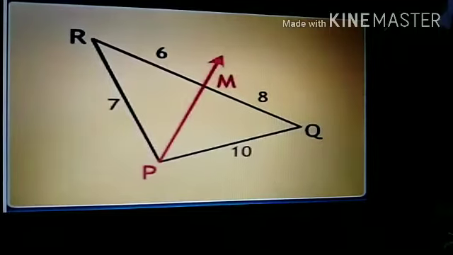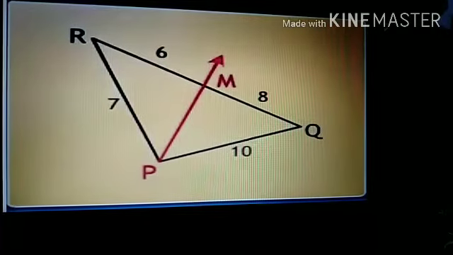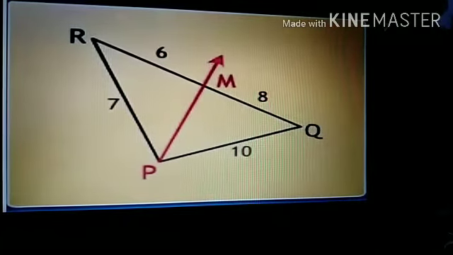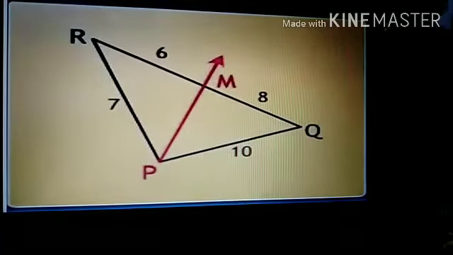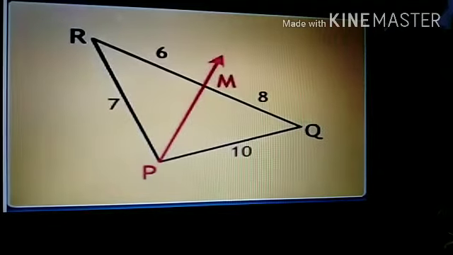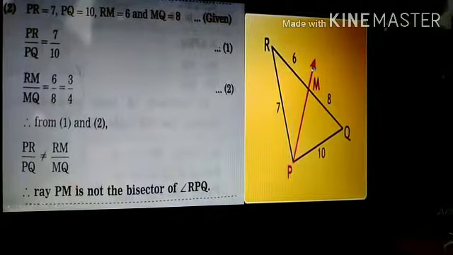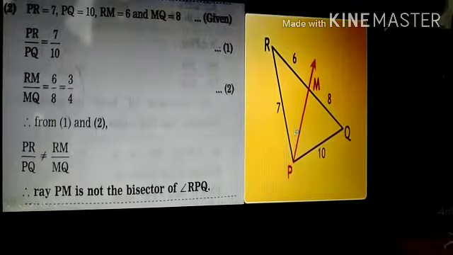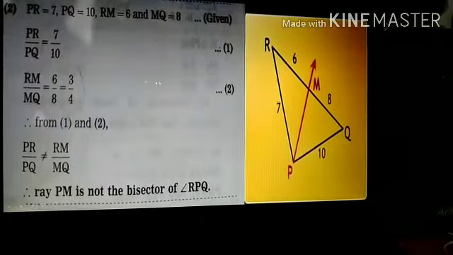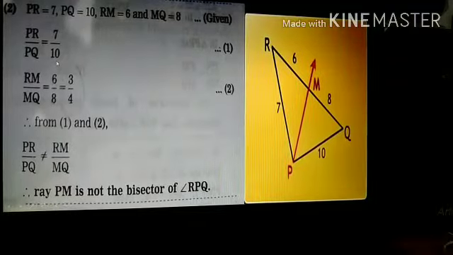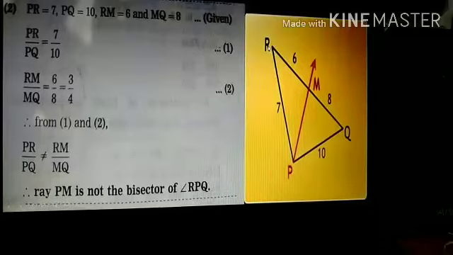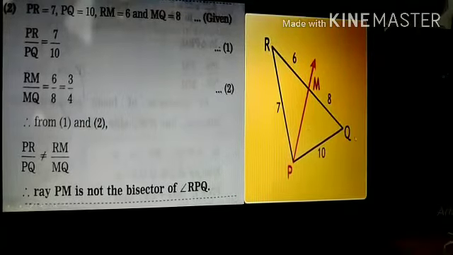The next sum, again we have the same triangle PQR and PM is a bisector. Now measurements of the ratios of the sides are changed. Let's see how we are going to solve the sum. We have PR as 7 and PQ as 10. So ratio of PR upon PQ is 7 upon 10. It cannot be reduced further, so we just simply name it as 1. Now let us take the ratio of RM upon MQ.